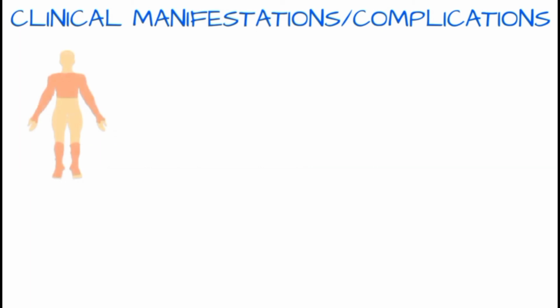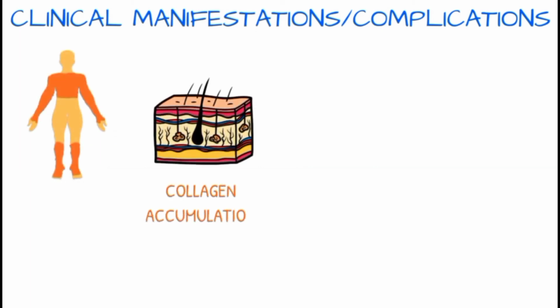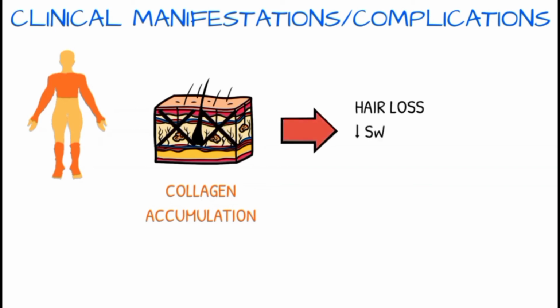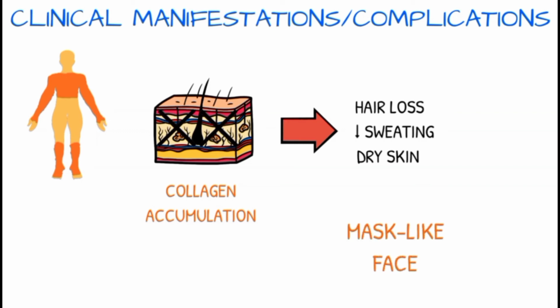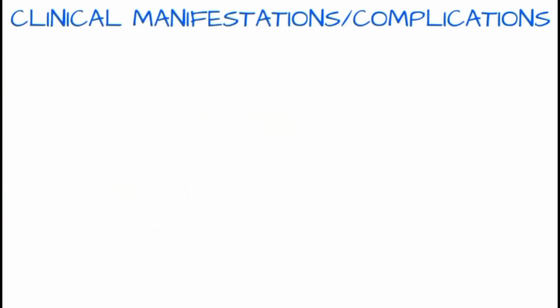The skin of the extremities and trunk may be darkly pigmented as collagen accumulates in the dermis, and the sweat, eccrine, and sebaceous glands are destroyed. This results in hair loss, decreased sweating, and dry skin. Once the facial area is affected, it can become mask-like with taut and shiny skin, loss of wrinkles, and reduced mobility of eyelids, cheeks, and mouth.